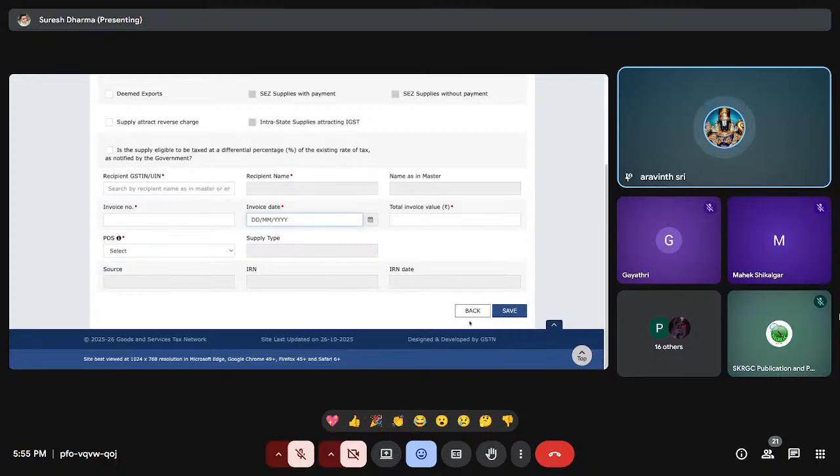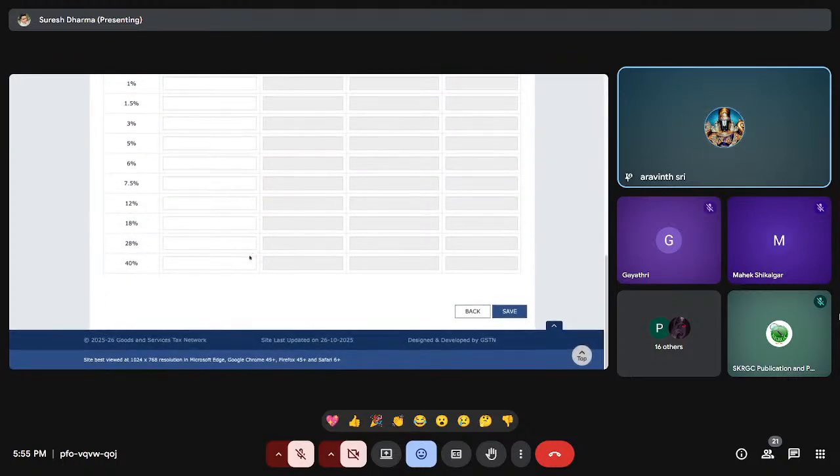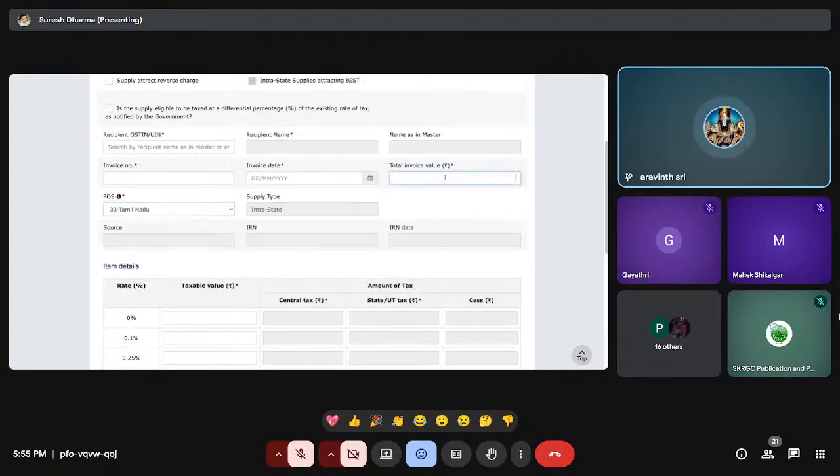I save, then I go back to the point of sale, which may be Tamil Nadu. Here we put the total invoice value. What does total invoice value mean? Gross value plus added tax. So my selling price is 100 rupees plus 18 rupees GST taxation. 118 is the total invoice value.